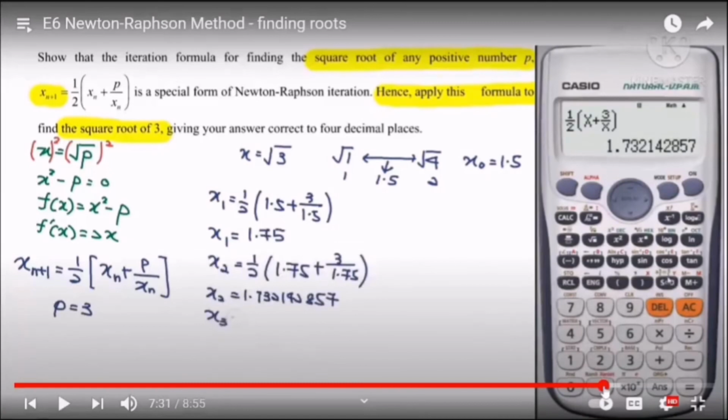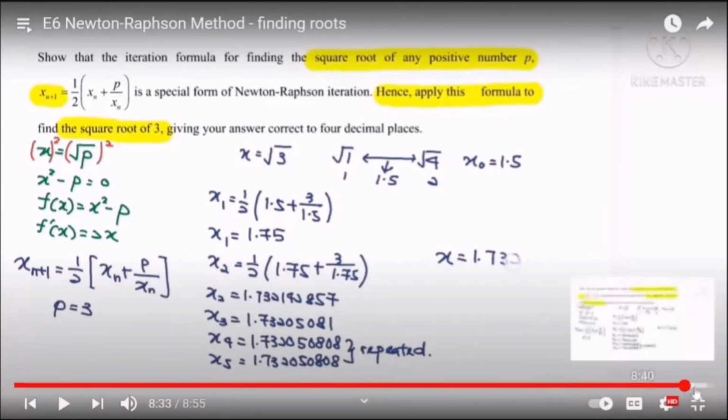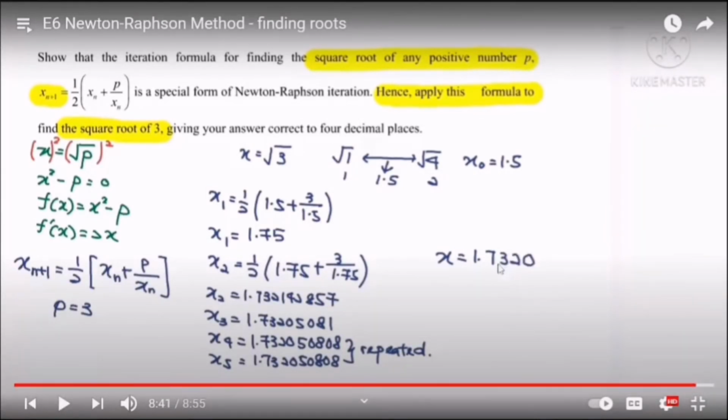Then, saya tekan calculator. So, jangan lupa kena tulis benda yang ini 2 kali. Dan akhirnya, saya dapat repeated value. Dan saya dapatlah jawapan saya 4 decimal places. So, 4 decimal places. Okay. So, inilah contoh-contoh tentang Newton-Raphson.